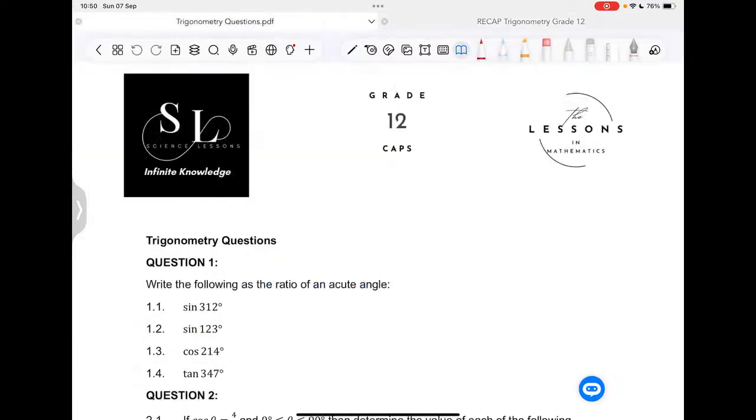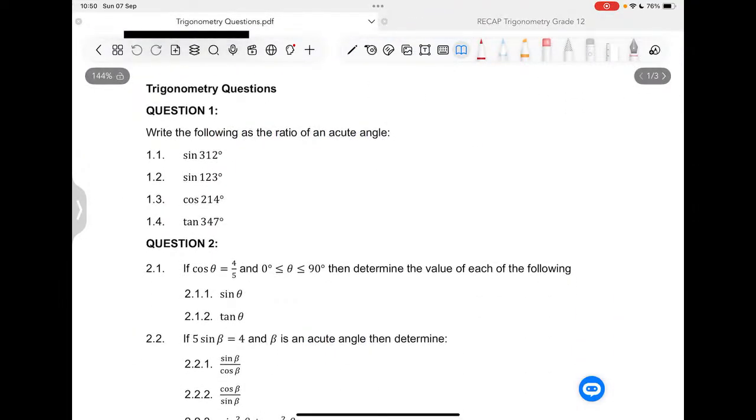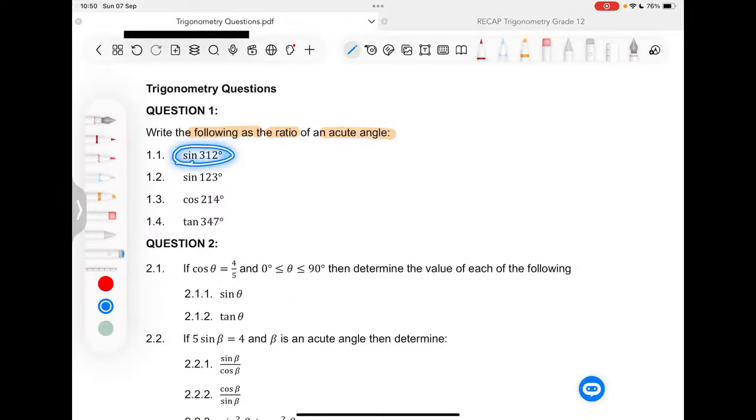Now let's see how we can use this to solve problems. Say we now go to question 1. They say here, write down the following as ratio of an acute angle. Do you see that? We are having these trigonometric ratios with big angles, and then they want us to write them as ratios of acute angles, meaning a small angle.